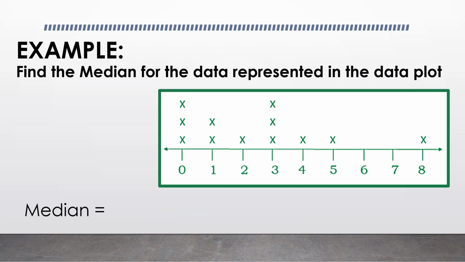Another example, find the median for the data represented in the data plot. So the values are already listed in order. There are 12 data values, which is even, so there isn't one exactly in the middle. If you count 6 in from both directions, our median is in the middle of 2 and 3. So we need to average those together. Add them up, divide by 2, our median's 2.5.